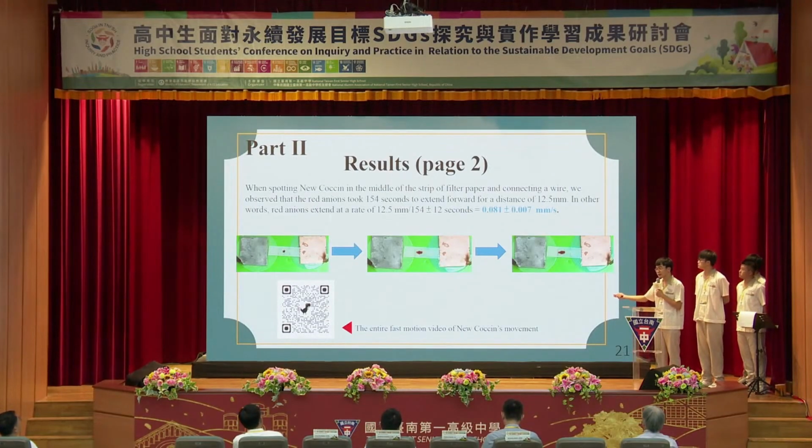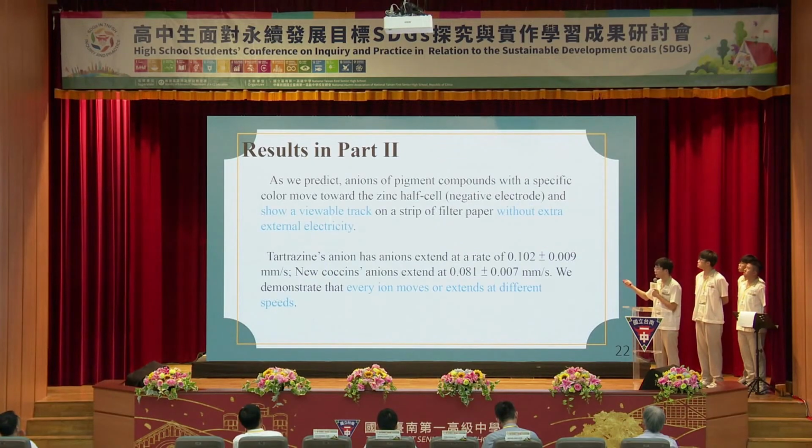And next, this is the movement of nucleoxine. In this part, the nucleoxine will extend at the rate of 0.081 millimeters per second. And this is as we predict. The yellow anions will move quicker than the red anions.